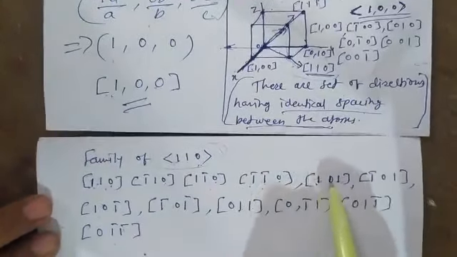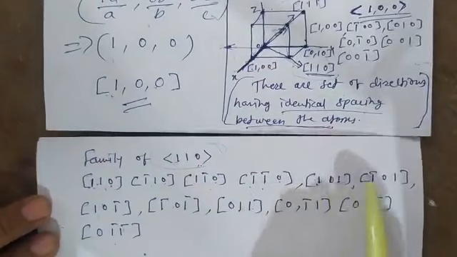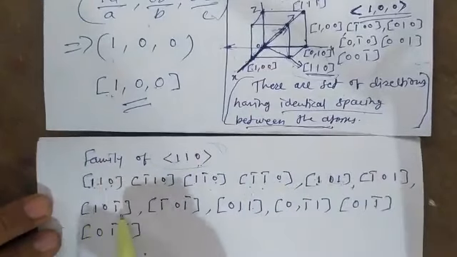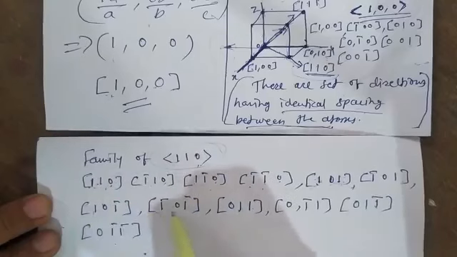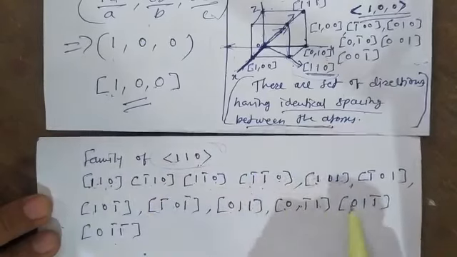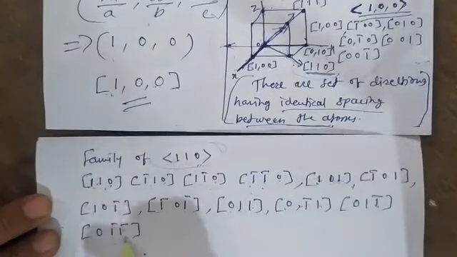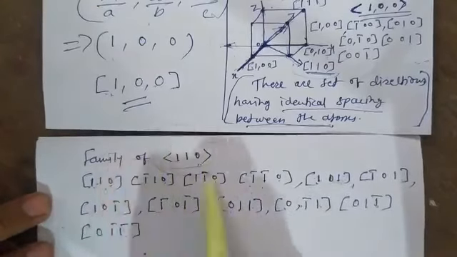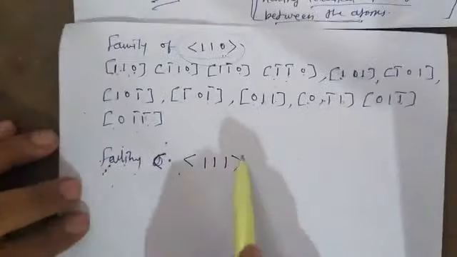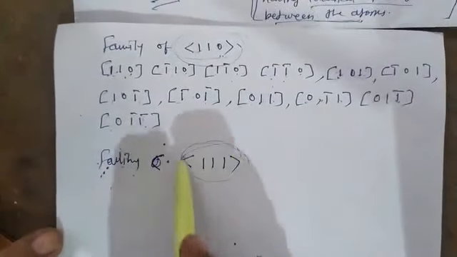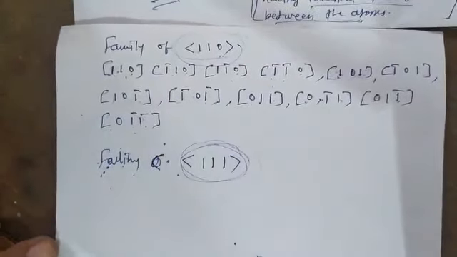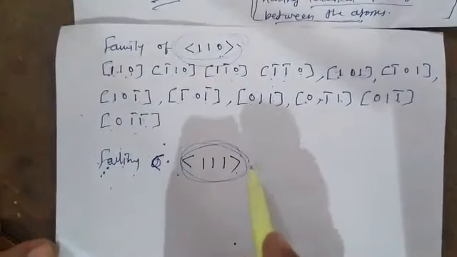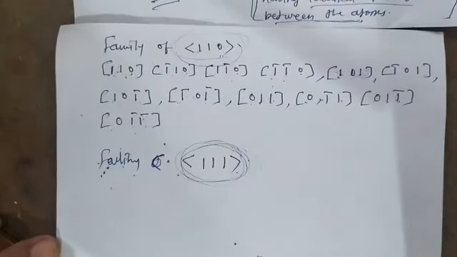Therefore, another is 101, -101, 10-1, -10-1, and third is 011, 0-11, 01-1, and 0-1-1. This comprises the family of this. So you can find out the family of this. Try to find out the family of this direction, that is, how many directions are comprised in this family. You have to just try to find this out.